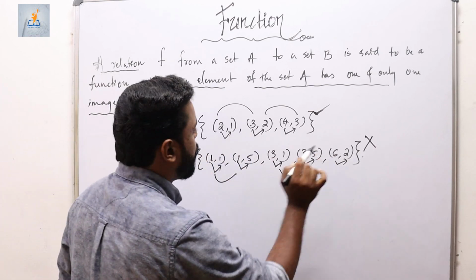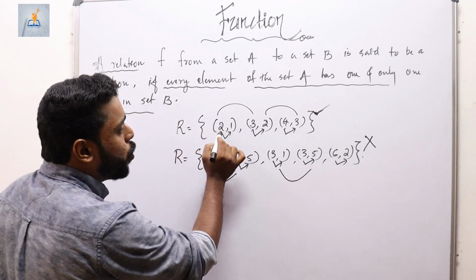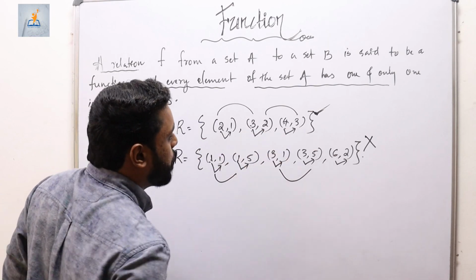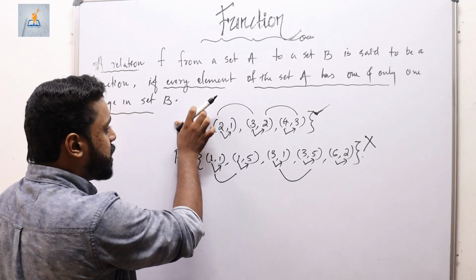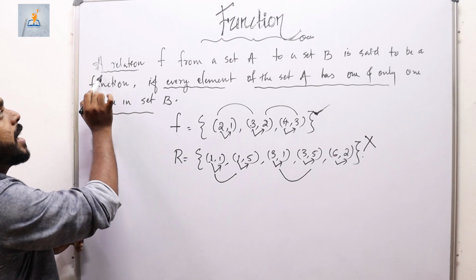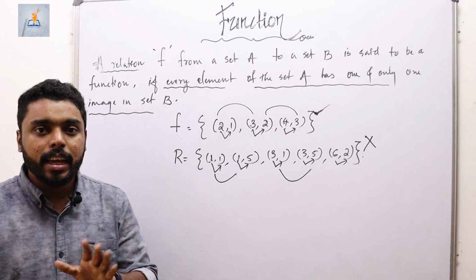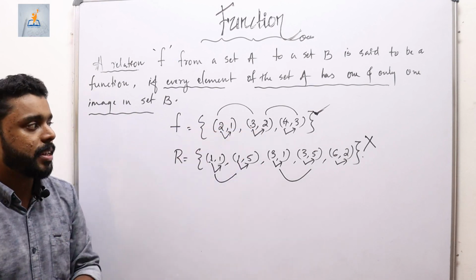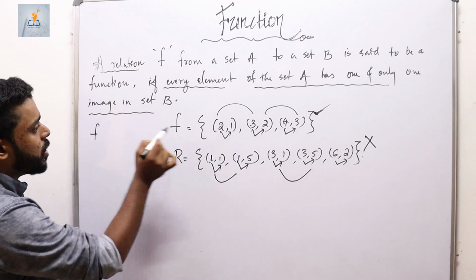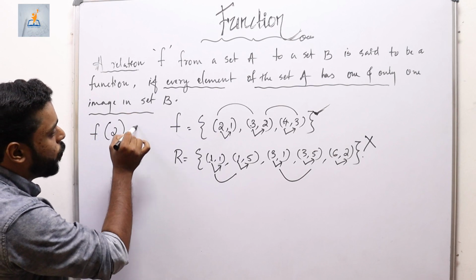So this is not a function, and I said that this can be a function. Therefore 2 got the image 1, 3 got the image 2, 4 got the image 3. Since this is a function, let me denote this relation by small letter f. We usually denote a function by the letter f. So I denoted it by the letter f, and this is the function now. And since the image of 2 is 1, we denote it by f of 2 is equal to 1.